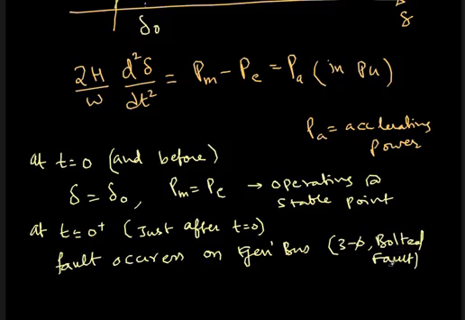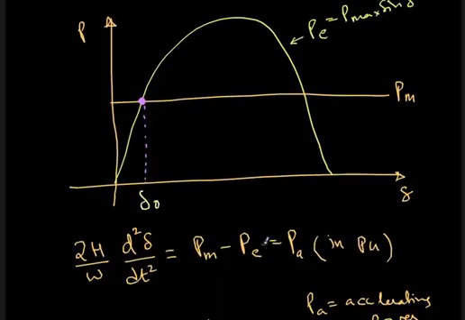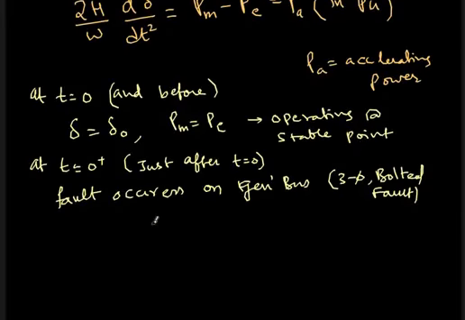Bolted fault means the fault impedance is 0. When that occurs, the entire PE will become 0, and then we have PM minus 0. So accelerating power is there, and the delta will increase. What if the fault is not cleared? If the fault is not cleared, of course the generator will keep on accelerating, and eventually it will lose synchronism and it is not stable.